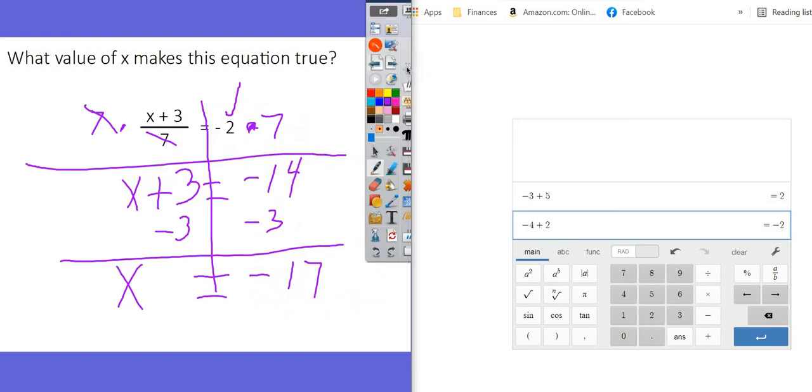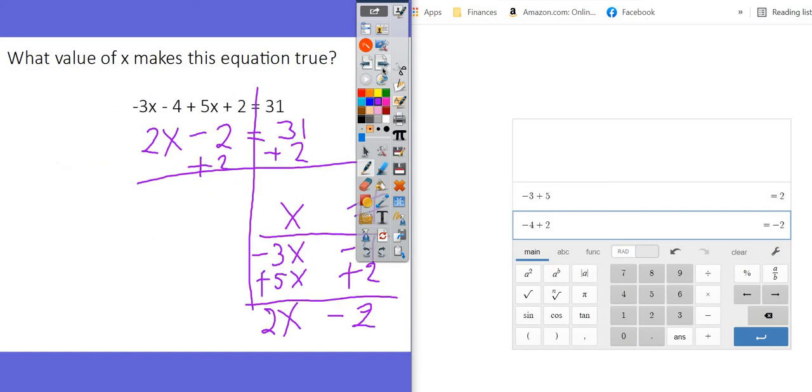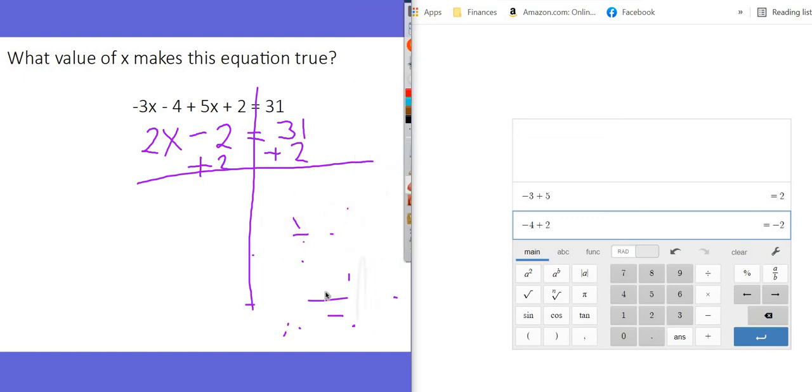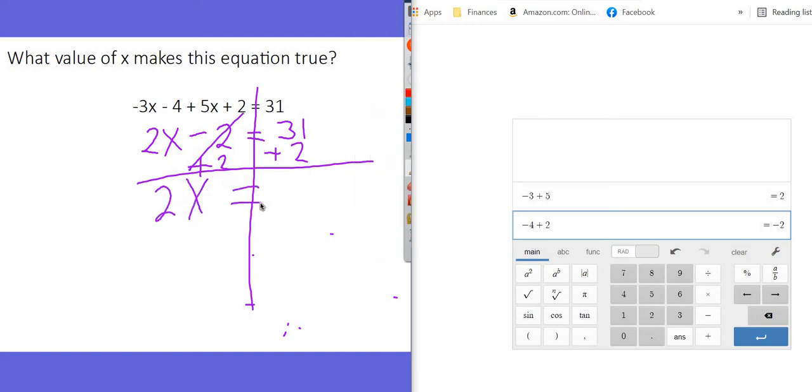Let me go ahead and get an eraser and try to make this a little bit easier for everybody to see. Hold on a second. So I'm going to erase all this down here. We've already used it to put our terms together. So now let's go back to what we were doing. All right. So -2 plus 2 cancels out. You've got a 2x equals 31 plus 2 is 33.